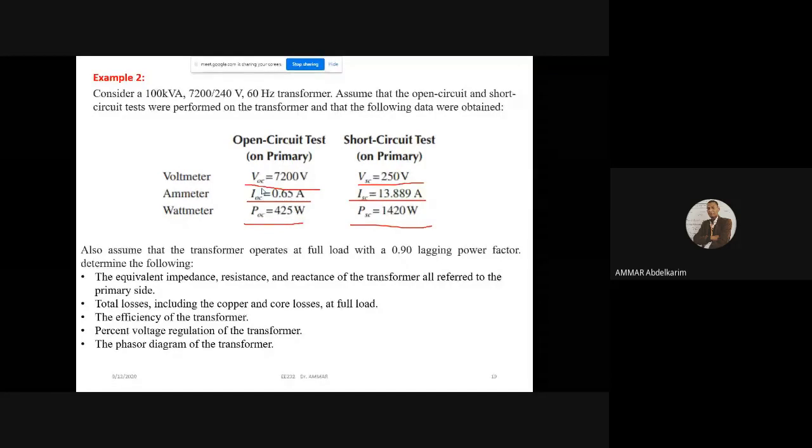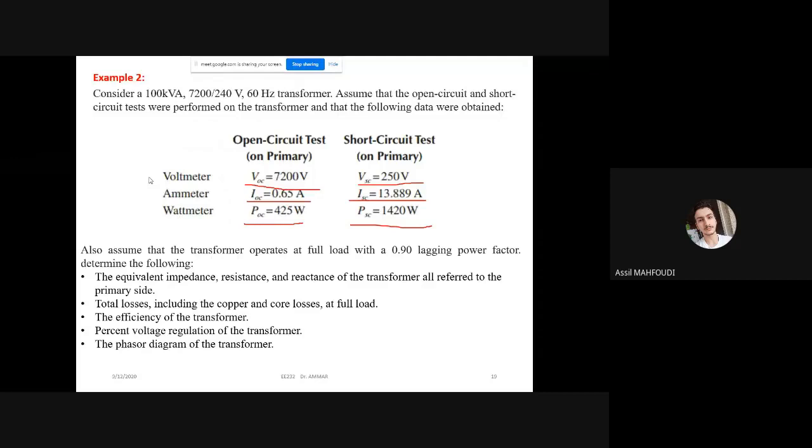Because it may be confusing between primary, secondary, high voltage, and low voltage, we said that the low voltage can be primary or secondary. Also, the high voltage can be primary or secondary. Here they chose the high voltage as primary, which means it's a step-down transformer.